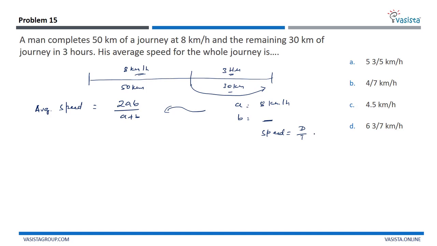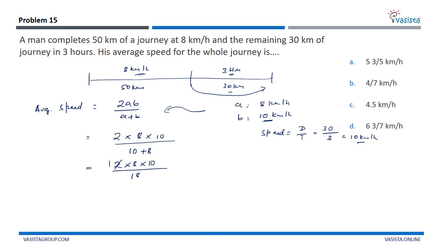distance by time. What is distance? That is 30 km, time is 3 hours, which is nothing but 10 km per hour. That's what B is equal to, 10 km per hour. Now substitute those values. 2 into A is 8, into B is 10, divided by 10 plus 8. So it's going to be 2 into 8 into 10, divided by 18. Correct? 2 ones are 2, 2 nines are 18, which is going to be 80 by 9.